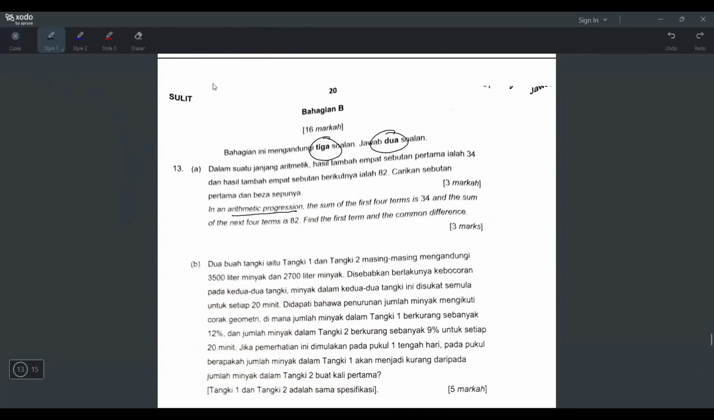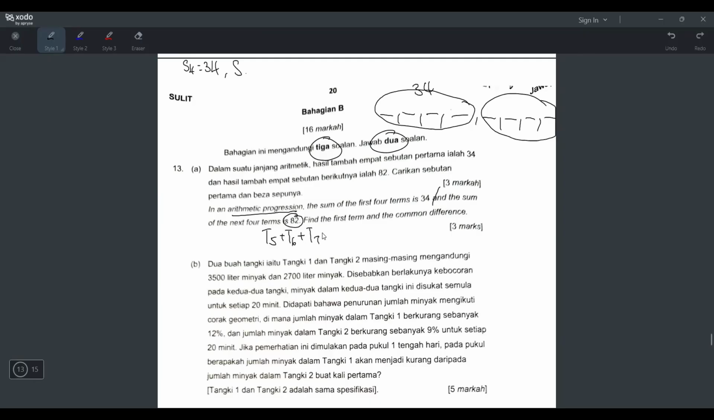S4 equals 34. So I will write the working here. S4 equals 34. And it's an arithmetic progression. And then the sum of next 4 terms is 82. It means, okay, next 4 terms. Okay, let me think. 1, 2, 3, 4. So the sum of first 4 terms here is 34. And then the next 4 terms, so 1, 2, 3, 4. Sum of next 4 terms is 82. It means this 82 is actually T5 plus T6 plus T7 plus T8. Do you agree? Because the next 4 terms, right?